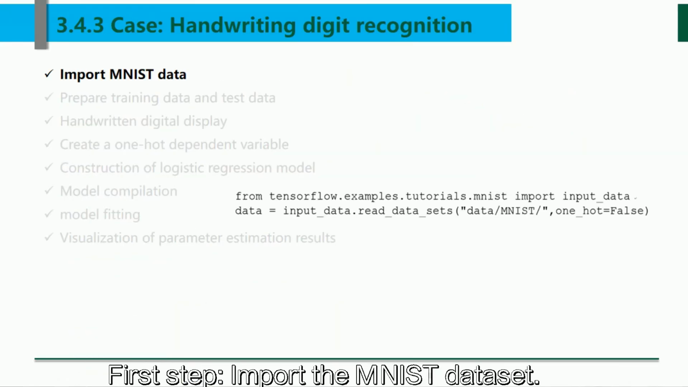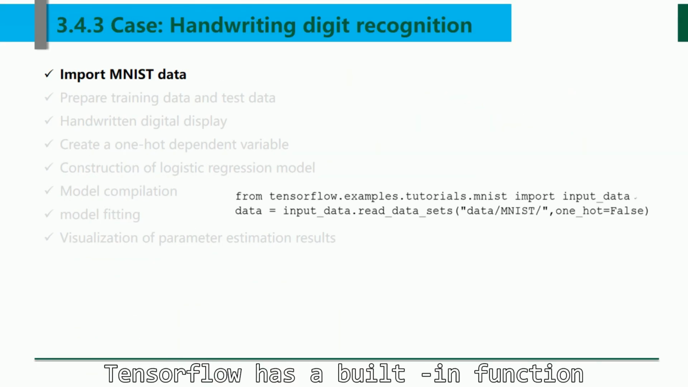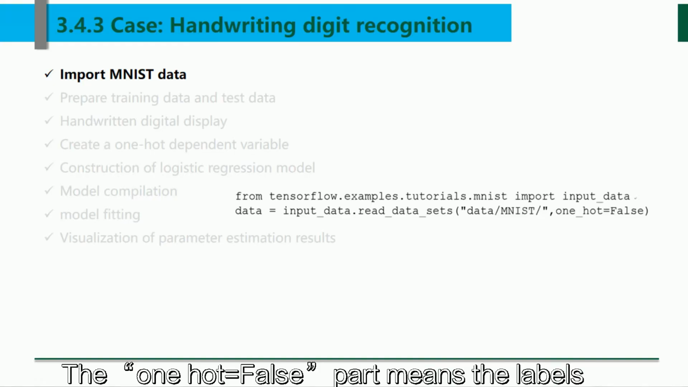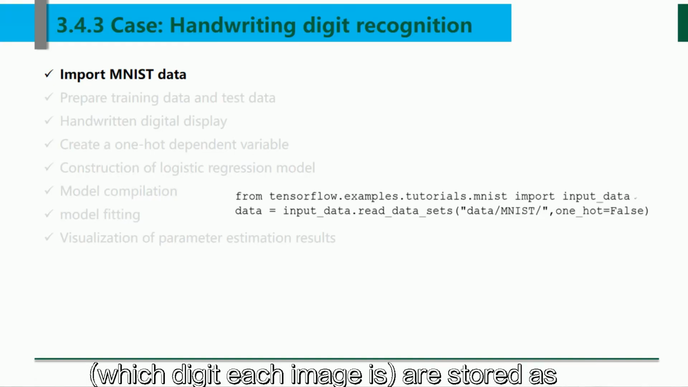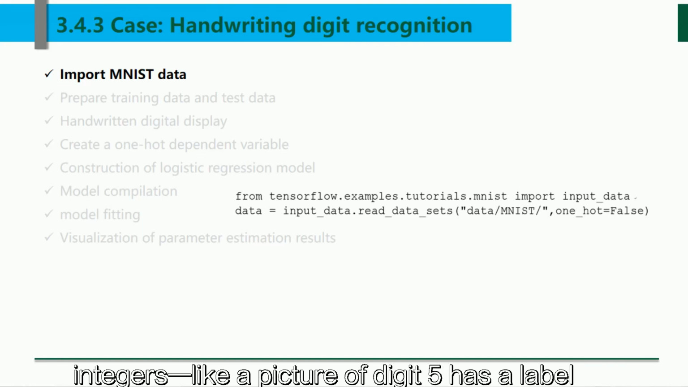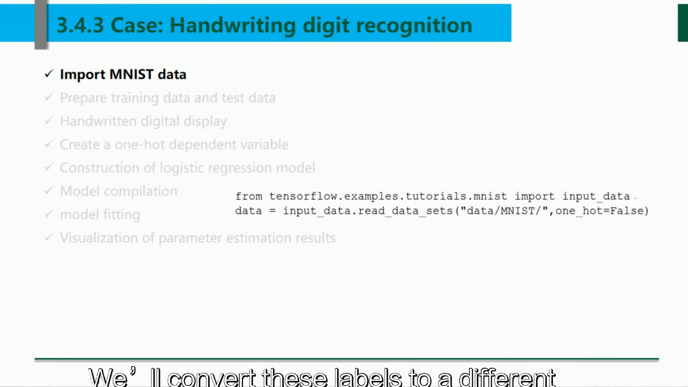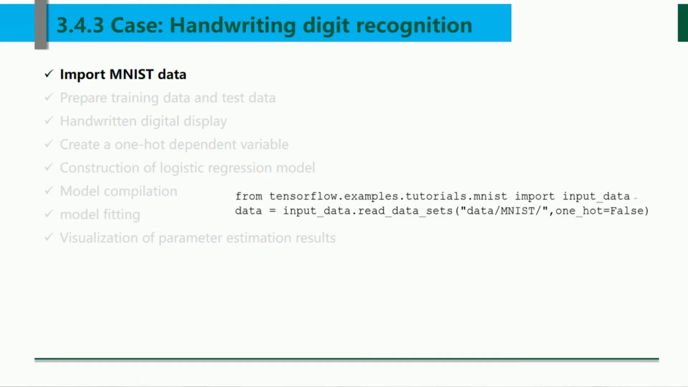First step, import the MNIST dataset. TensorFlow has a built-in function to do this easily. Here's the code. The one-hot equals false part means the labels, which is the digit each image is, are stored as integers, like a picture of digit 5 has a label of 5. We'll convert these labels to a different format later, but for now, this is how we load the data.